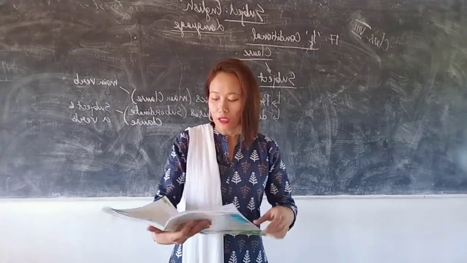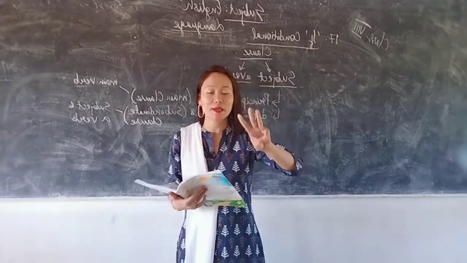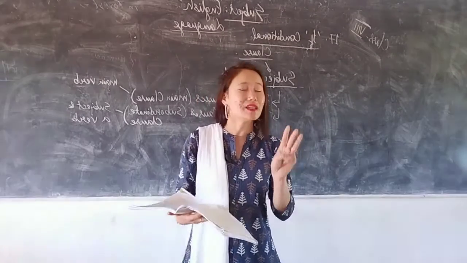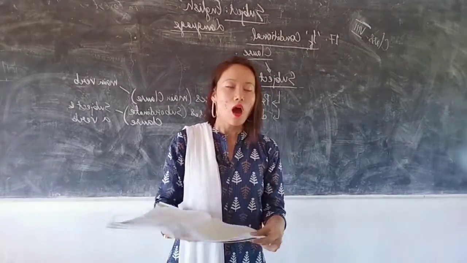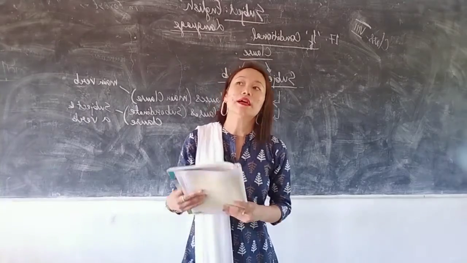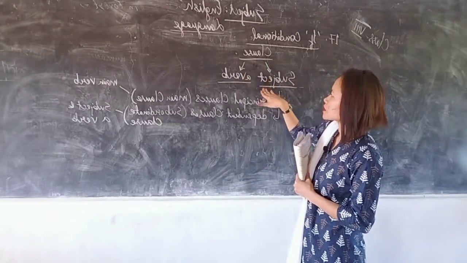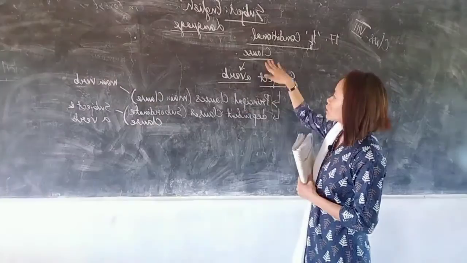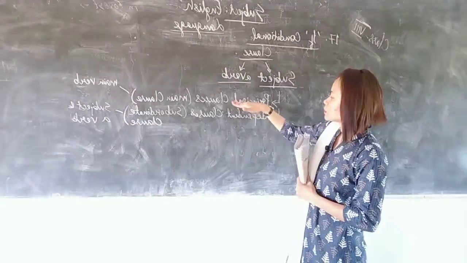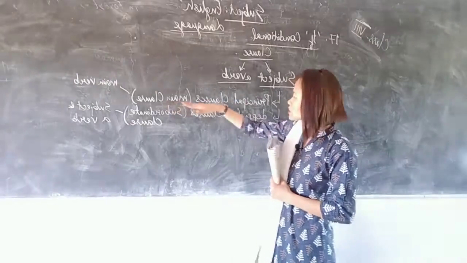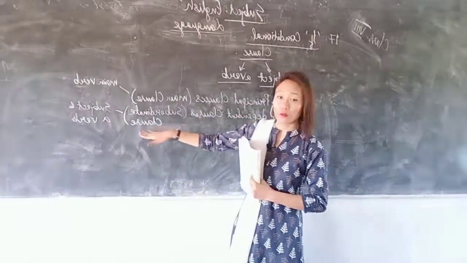Just keep these three types of conditions in your mind: type 1 open condition, type 2 unlikely condition, and type 3 unreal or imaginary condition. Then again, we have seen what a clause is: the presence of a subject and a verb. Clauses are also of two types, principal clause and dependent clause. Principal clause is also known as main clause, and dependent clause is also known as subordinate clause.